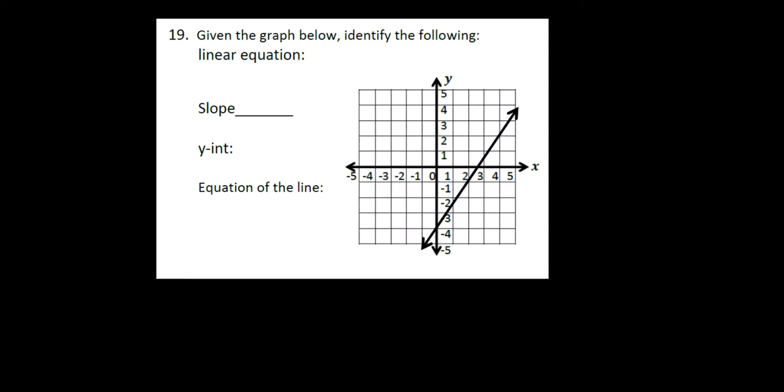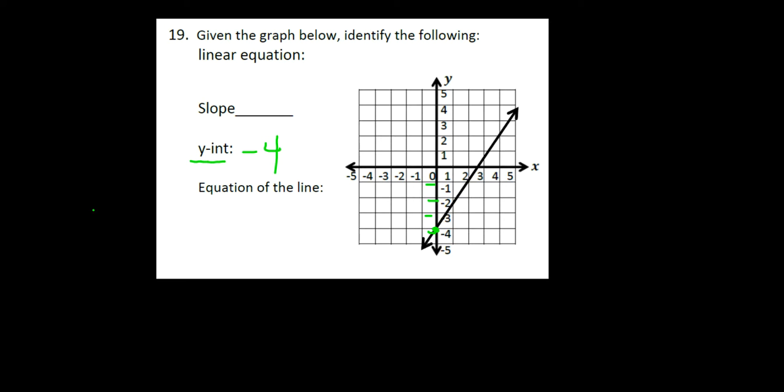Okay, so on to number 19. Number 19, they give me a line and they want the equation of that line. So we've got to identify the y-intercept. That's pretty easy to do because we're just going to look at our picture for the y-intercept. And it's happening right there at negative 1, 2, 3, 4, negative 4.